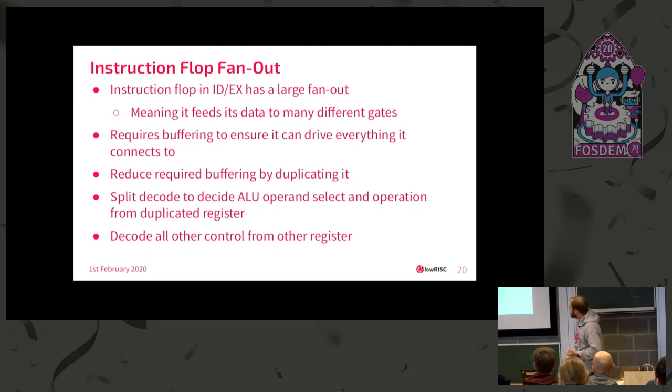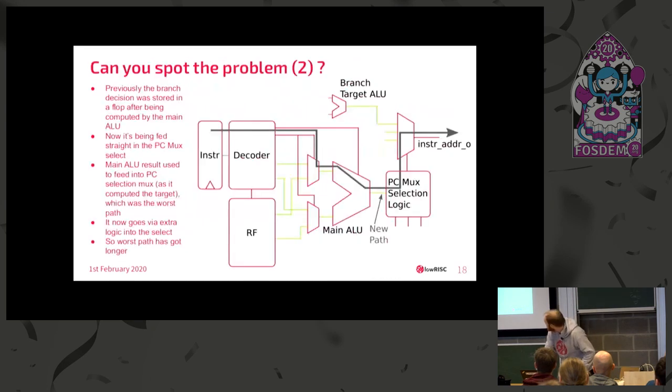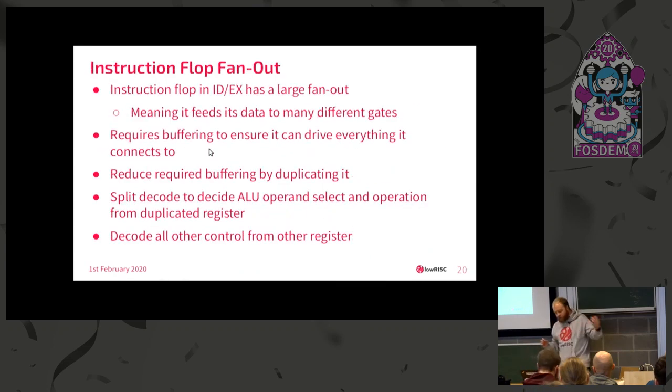And this is this instruction flop fanout. So this thing here, which is what I just called the instruction flop, connects to an awful lot of logic, all kinds of gates. And so in order for it to physically drive all these gates, it needs a bunch of buffering to push that signal out everywhere. And this slows it down quite a bit. So if we could somehow reduce that, if we could reduce that fan out, we can speed up our design.